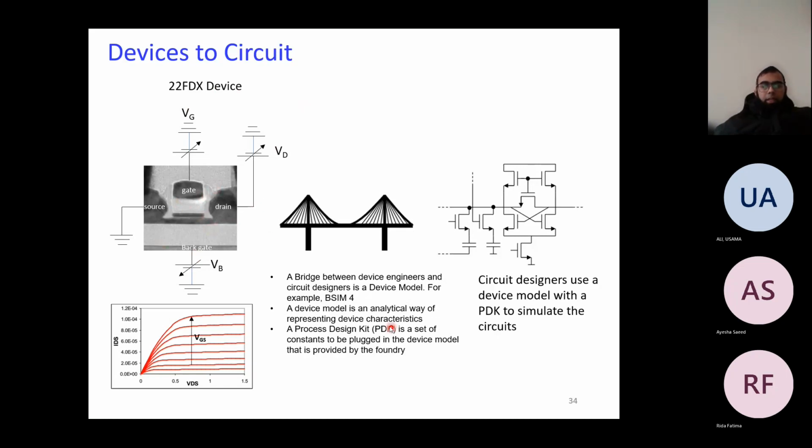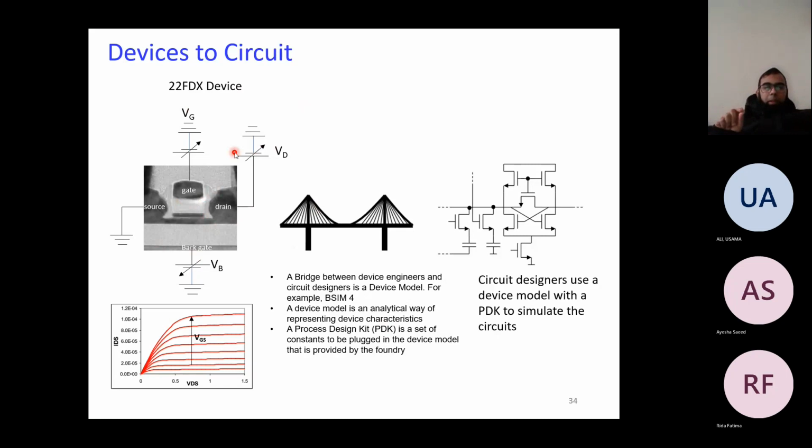Whenever any foundry makes a device, there is an existing model for that device, and they make a PDK. A PDK is something like this: suppose a foundry is making a new device, they will have everything about that device in terms of parameters. There are n number of parameters in any device.